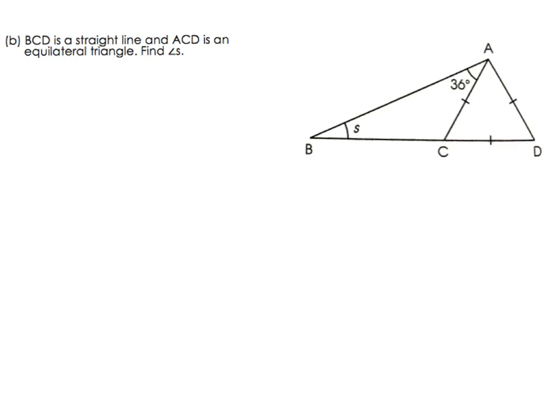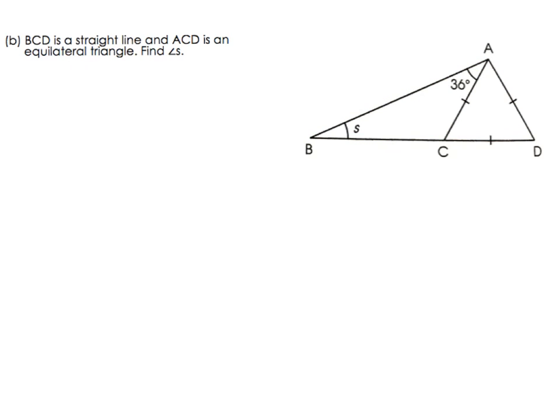So for our first problem here, you have BCD is a straight line and ACD is an equilateral triangle. Find angle S. As you can see, there are three triangles here. You have your bigger one over here, then you have your equilateral triangle over here, and the one that's not over here. Okay, so if you see that.